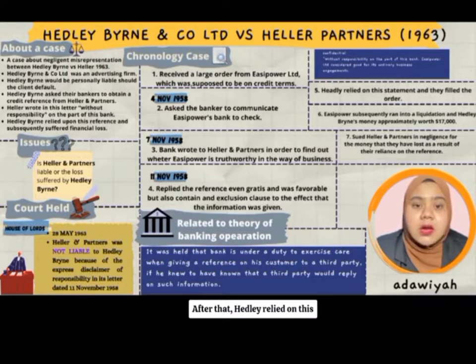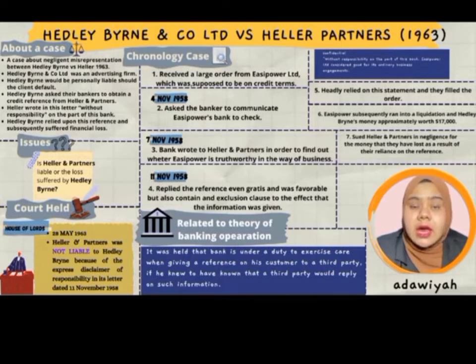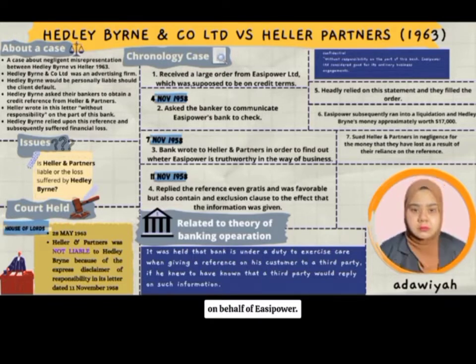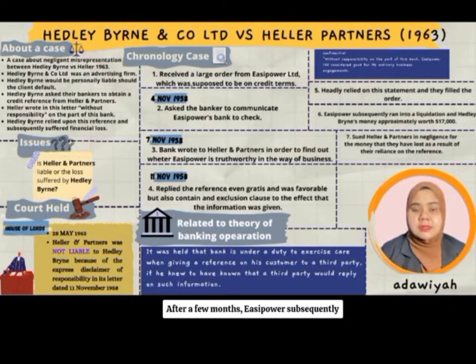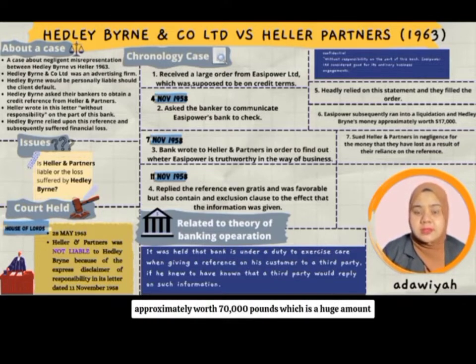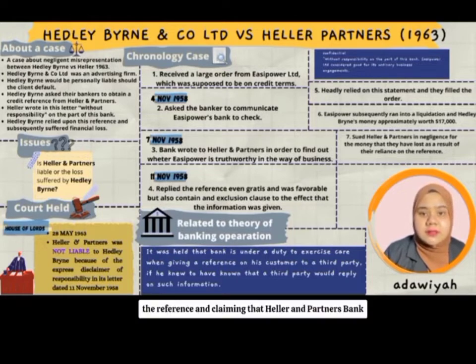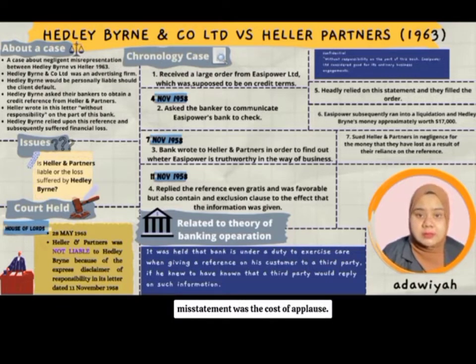After that, Hedley Byrne relied on this statement and they filled the order. Hedley Byrne started purchasing advertising space on behalf of Easy Power. After a few months, Easy Power went into liquidation and Hedley Byrne lost approximately £70,000, which is a huge amount considering it was the late 1950s. Hedley Byrne sued Heller and Partners in negligence for the money that they lost as a result of their reliance on the reference, claiming that Heller and Partners' bank was the cause of the loss.